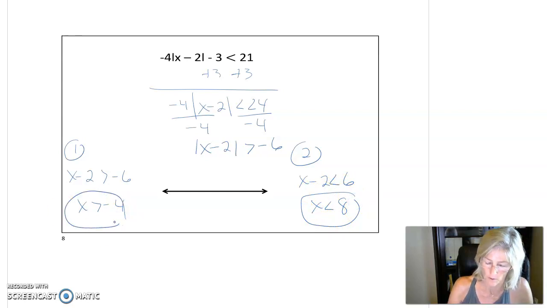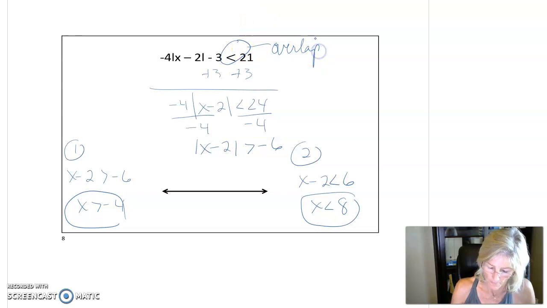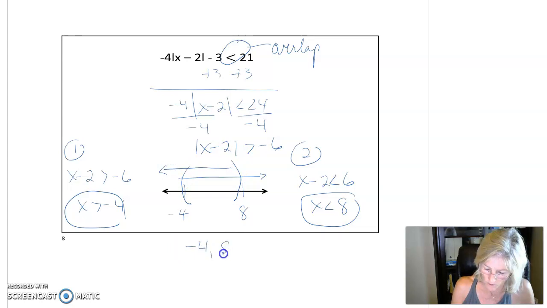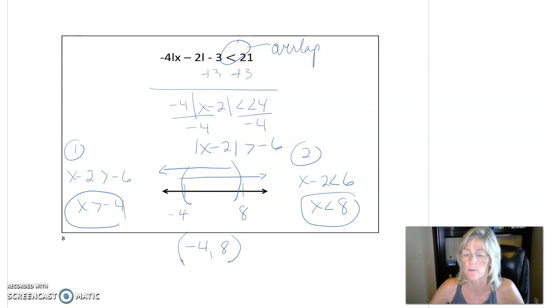When I go to put it in interval notation, I have to look at the less than. I need the overlap of the graph. So I need a negative 4, an 8. All the values are bigger than negative 4 but do not include negative 4. All the values on the number line are less than 8 but do not include 8. So the point where they overlap is from negative 4 to 8, and I have soft brackets on either side, and that is my solution.